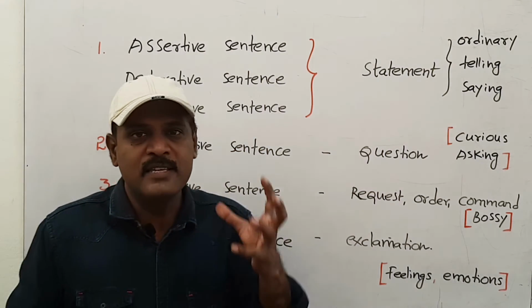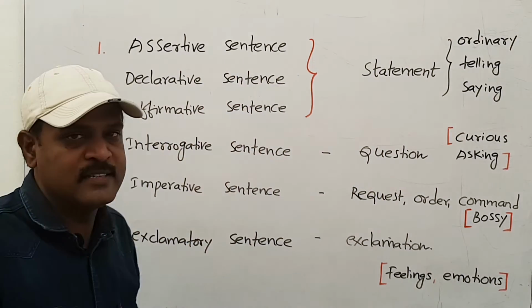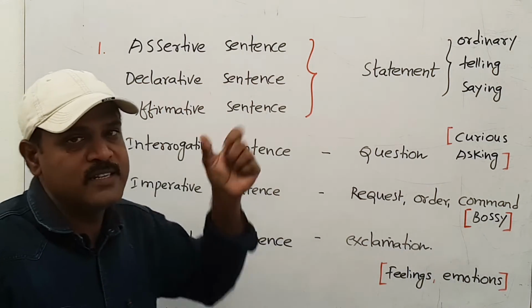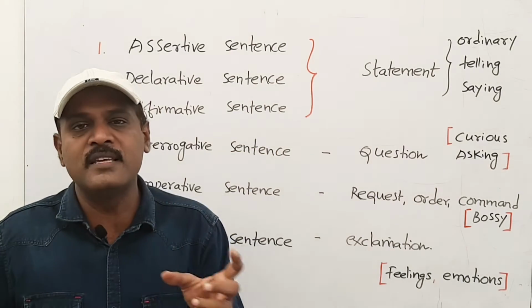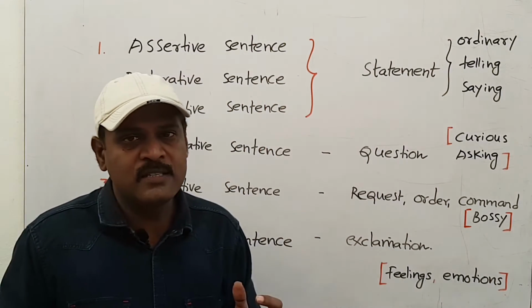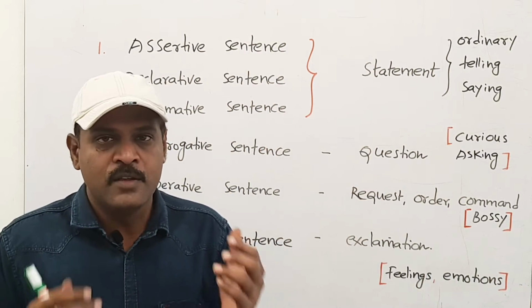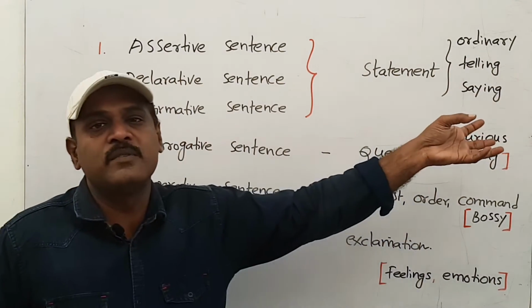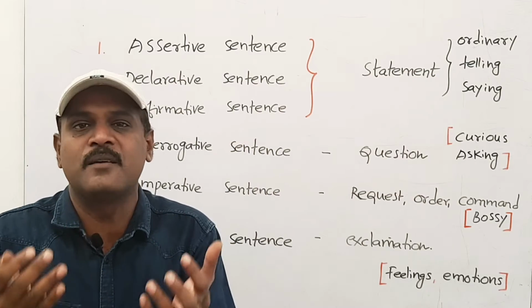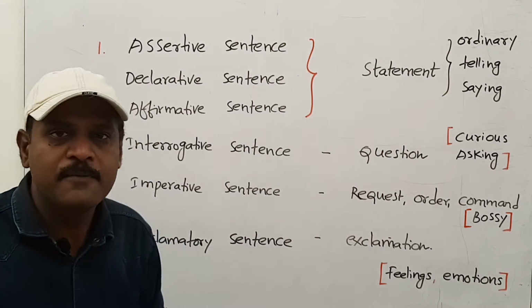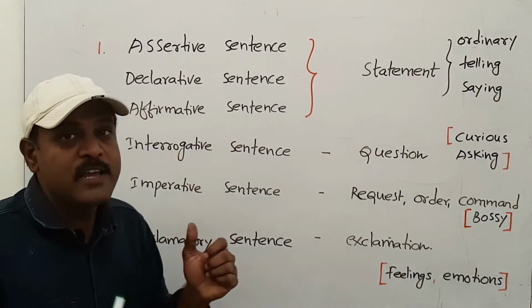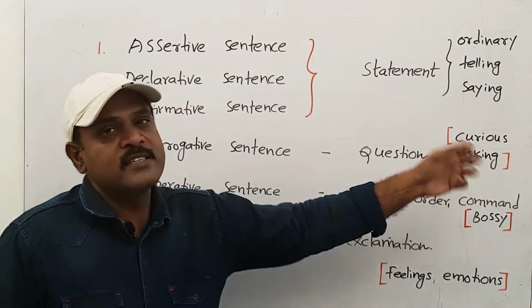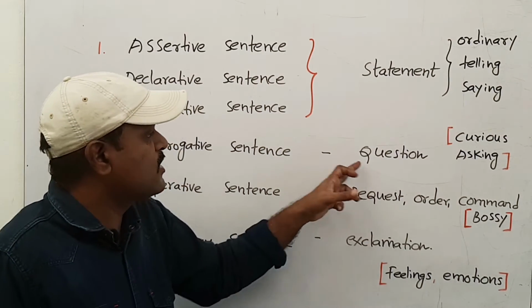In English, you can see sentences in the form of these four kinds. First one, assertive sentence, declarative sentence, affirmative sentence. In simple language, they are called statements. Usually, statements are ordinary sentences. They are telling something, they declare something, they assert something. They are called statements. Second one is the interrogative sentence. Interrogation means questioning. With curiosity, we ask. Usually these are called questions.